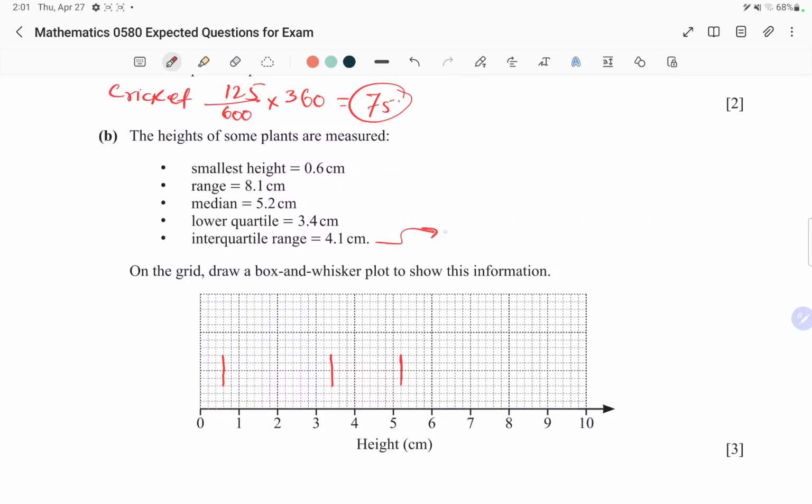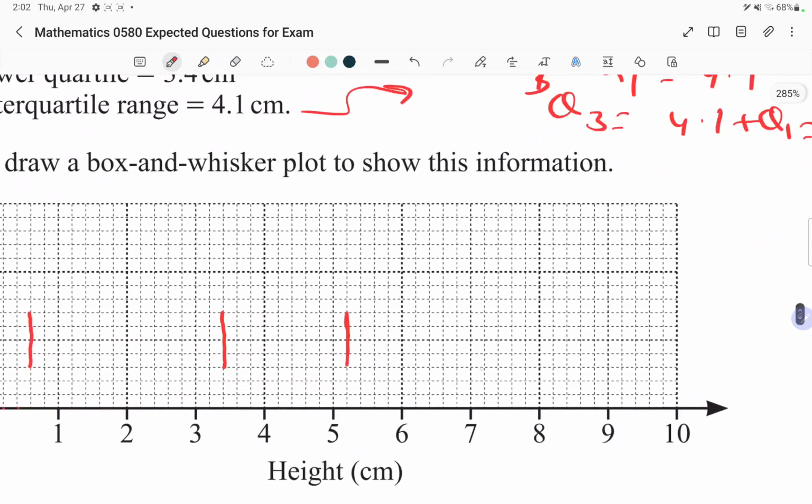We know that interquartile range is Q3 minus Q1. So Q3 minus Q1 is 4.1. Q3 is the upper quartile, so that is 4.1 plus Q1, and Q1 is your lower quartile. This is your Q1, that's 3.4. So that is 7.5. So that will be from here to here.